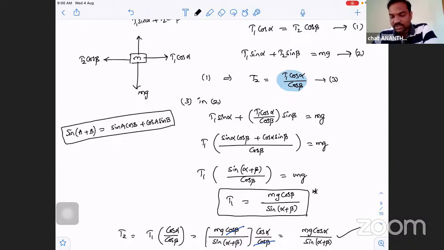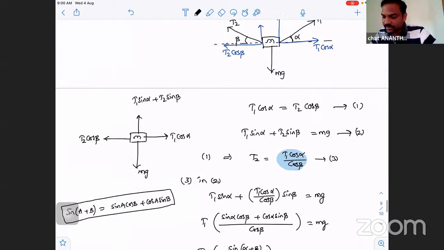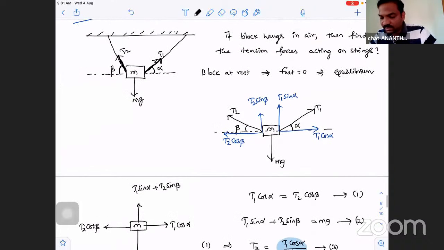T1 cos alpha and T2 cos beta are opposite. If they are equal, then they will cancel out. Then T1 cos alpha should be equal to T2 cos beta because the object is in equilibrium. Net force has to be 0. That's why all the upward forces should cancel out with the rightward forces. But without doing the components also, we can solve the question, because here only 3 vectors or 3 forces are acting.